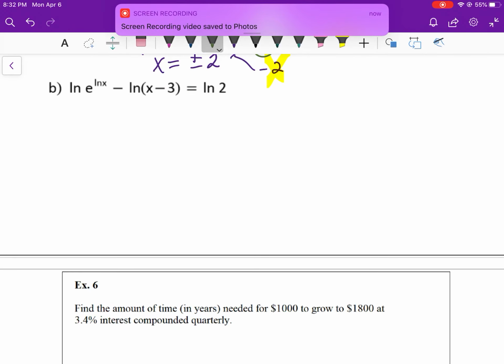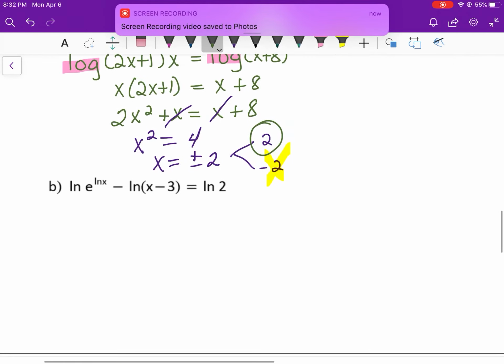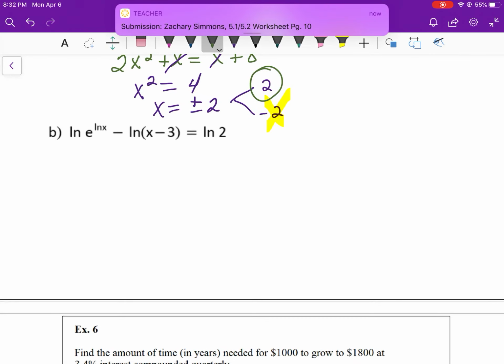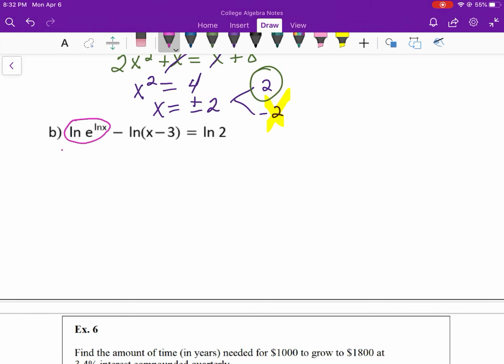Okay, so we had just finished this problem here, and now we're looking at part B. All right, don't let this scare you. Remember that your exponent can come down to the front. The ln of e is 1, so you just have the ln of x.